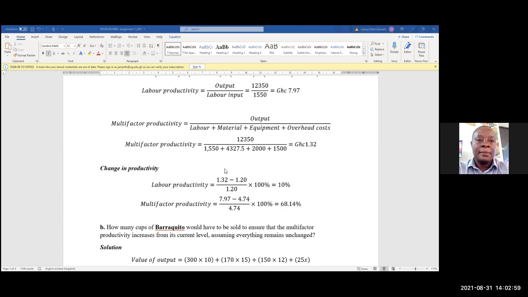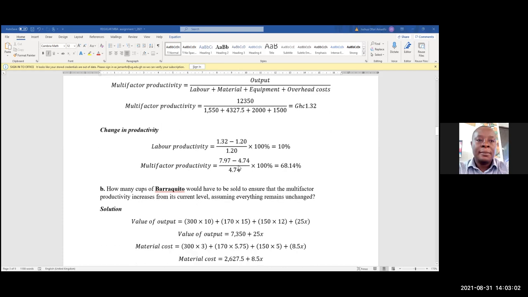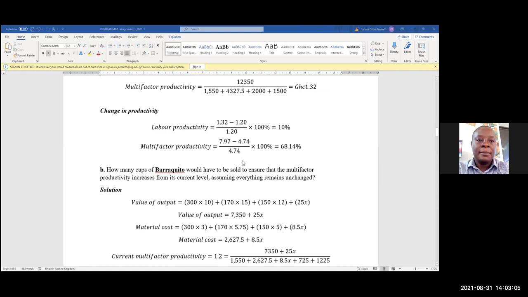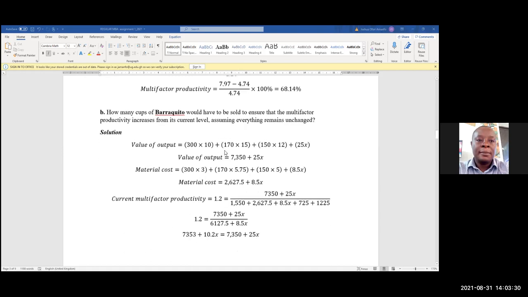So for the B part, we have to find how many cups of barquito will have to be sold to ensure that the multi-factor productivity increases from its current level. From its what? Current level, assuming everything remains unchanged. Okay? That means you sell the same number of cups as before, then how many cups do we have to sell for our productivity to change?